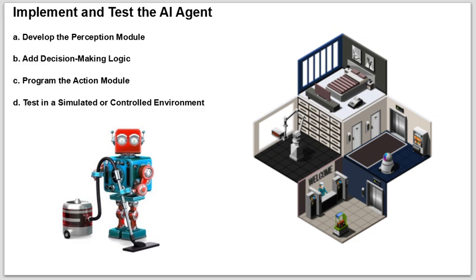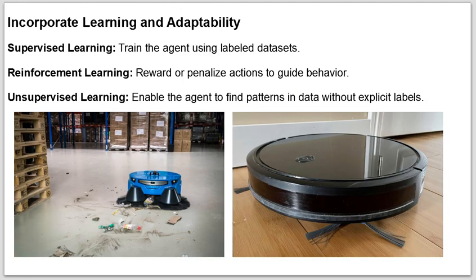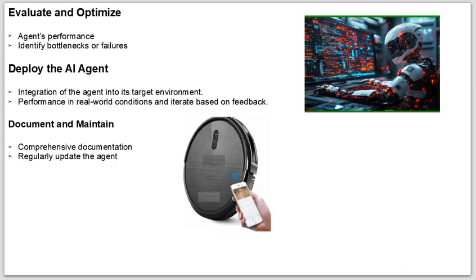If your agent needs to adapt to new scenarios or improve performance over time, implement learning strategies, which are supervised learning, like train the agent using labeled datasets; reinforcement learning, reward or penalize actions to guide the behavior; unsupervised learning, enable the agent to find patterns in data without explicit labels. Example, train the cleaning robot to recognize different types of dirt or spills and adjust its cleaning technique accordingly.